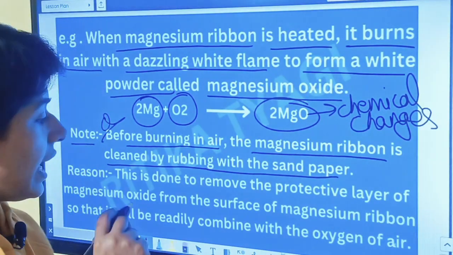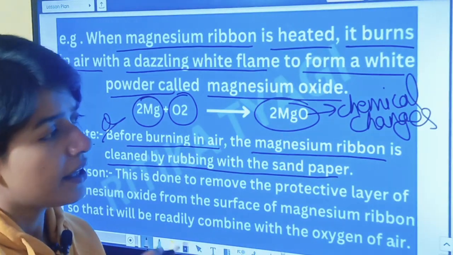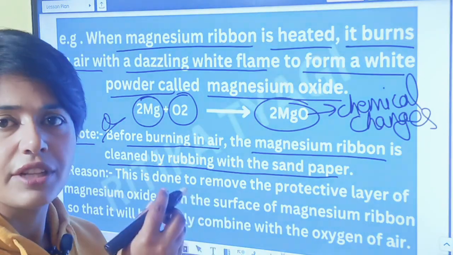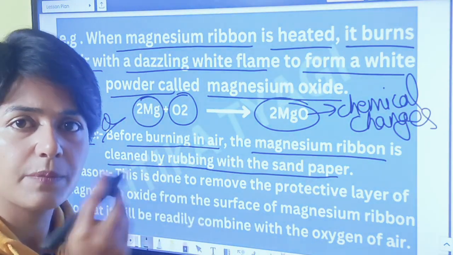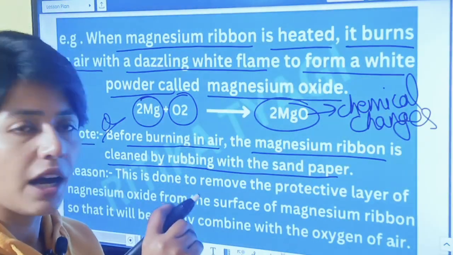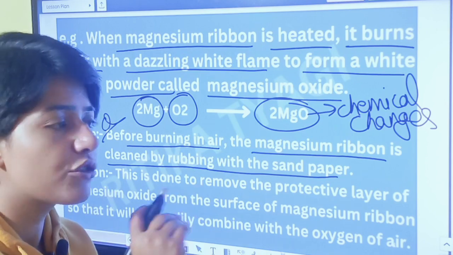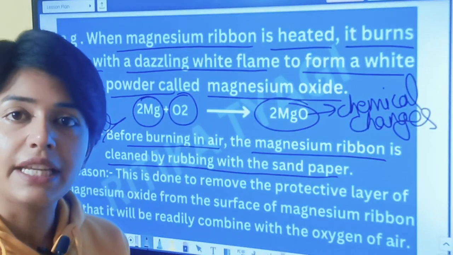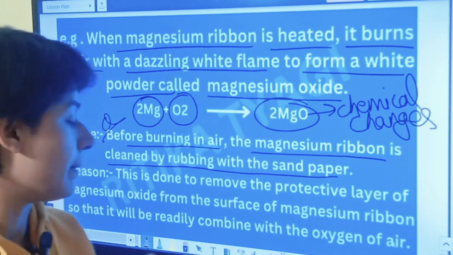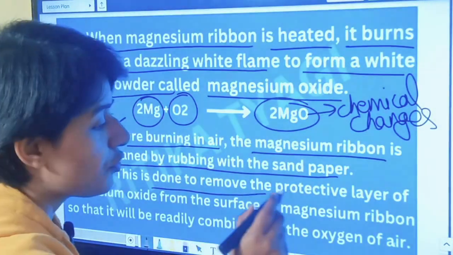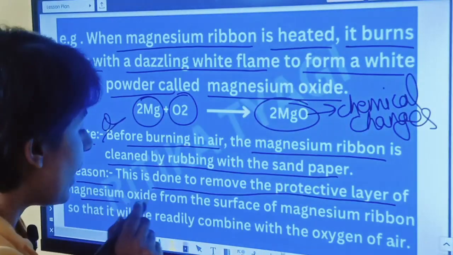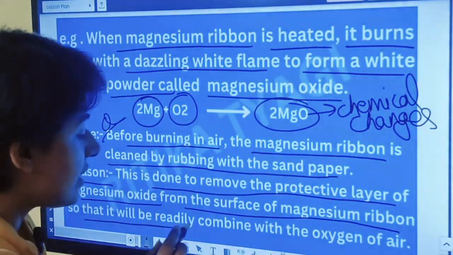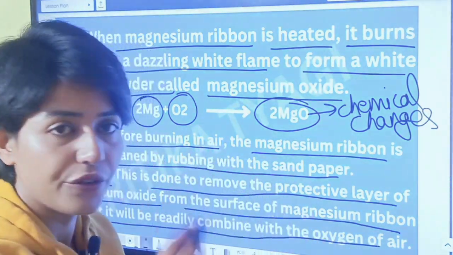The reason is that, as we know, magnesium is a metal and it is reactive. So it reacts with the air or oxygen which is present in the atmosphere to form a hard or tough protective layer of magnesium oxide on its surface. So before we burn it, we have to clean it with the help of sandpaper. Reason: this is done to remove the protective layer of magnesium oxide from the surface of magnesium ribbon so that it will readily combine with the oxygen of air.